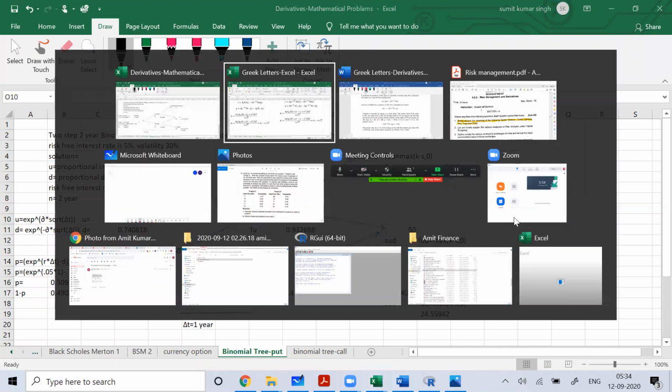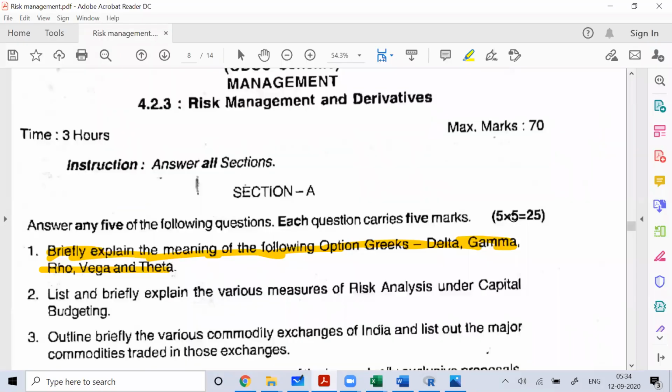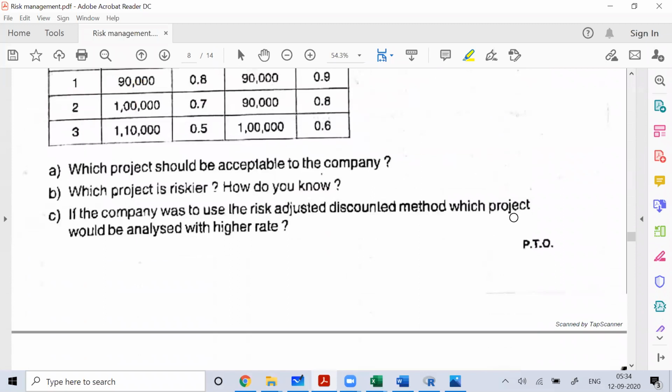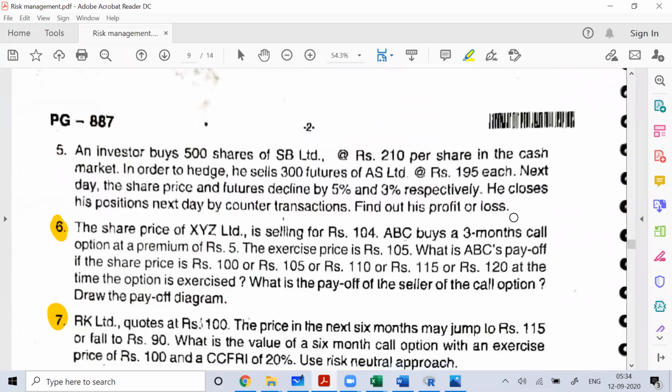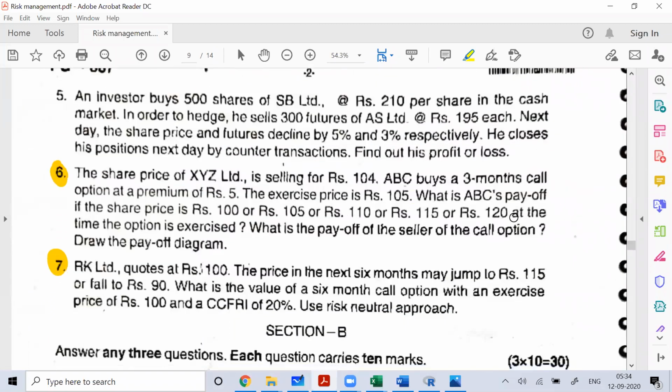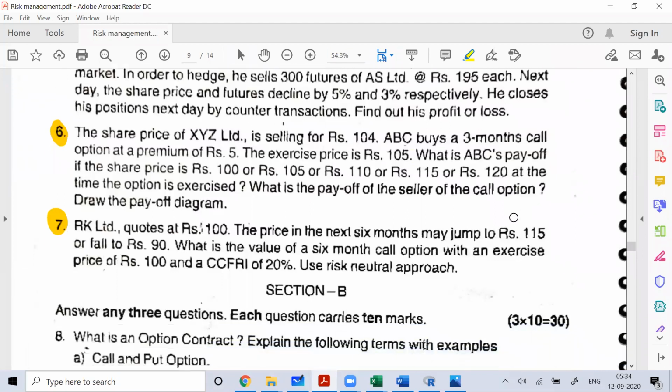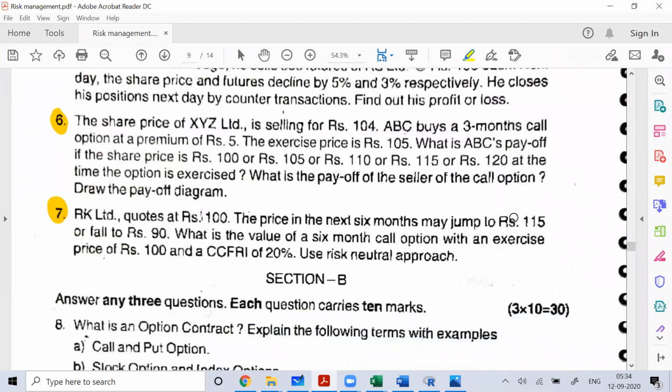Talking about today's class, the numericals we are going to cover: we'll cover the remaining numericals that I have not done till now. So, see this question number 7.